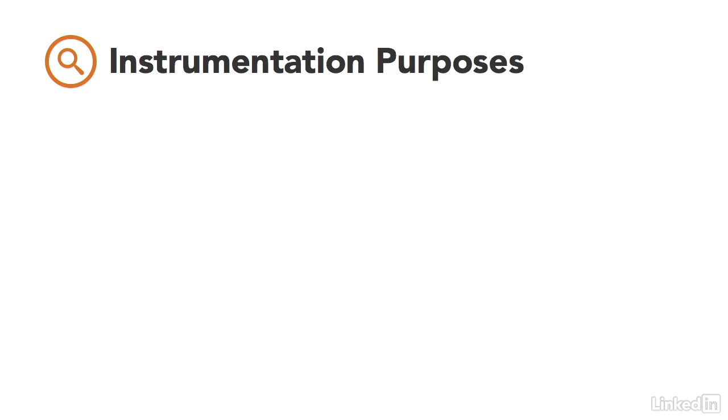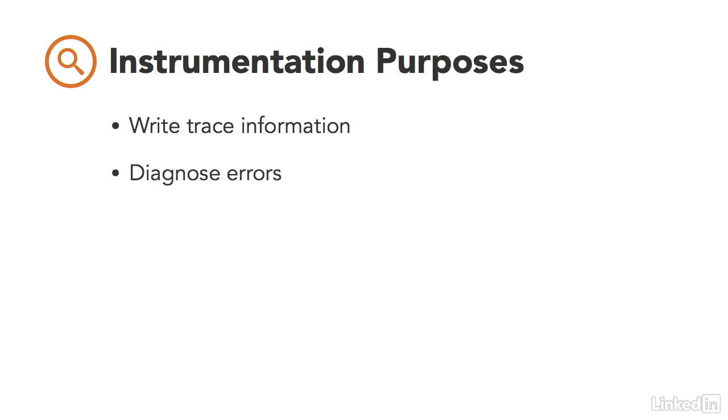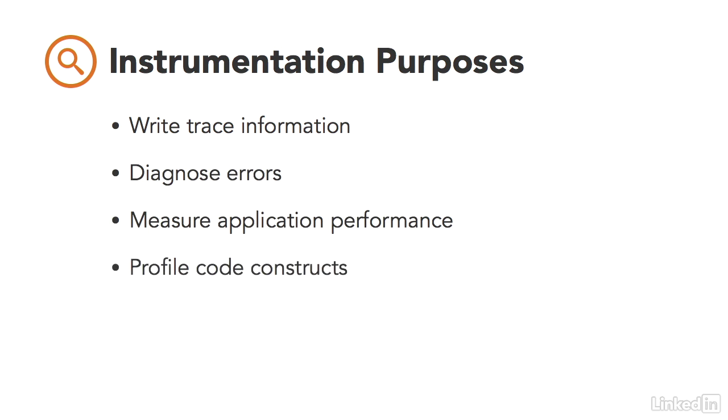Instrumentation is a broad category. Here are some of the common tasks that can be done with it: write trace information, diagnose errors, measure application performance, profile code constructs. Let's look at each one of these items.